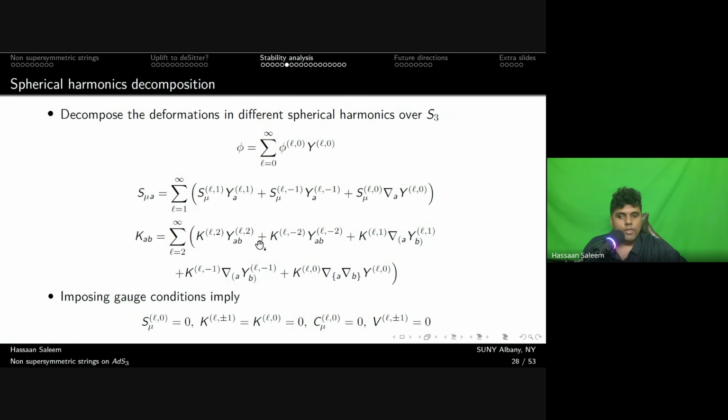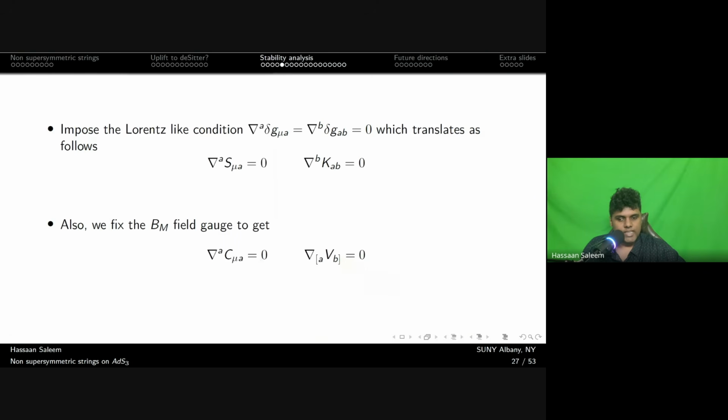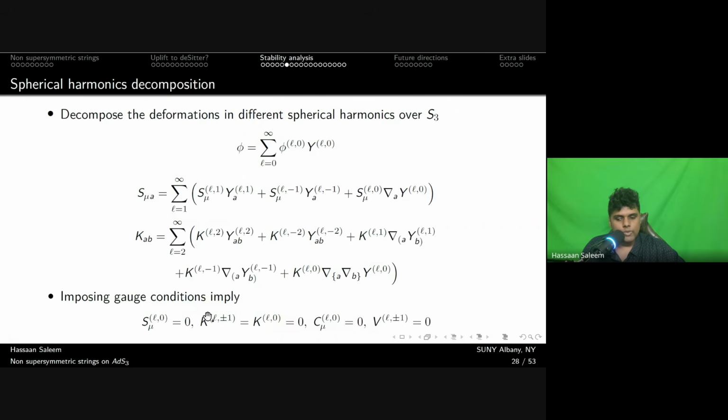Now, what if we break fields down like this and then impose these gauge conditions that I mentioned earlier? Well, if you do that, then you get equations like this, that, for example, tells you that these terms should vanish. And this one says that KL plus minus 1 should vanish. It means that this term should not appear and this term should not appear, and so on. So gauge fixing actually renders some of these terms 0.